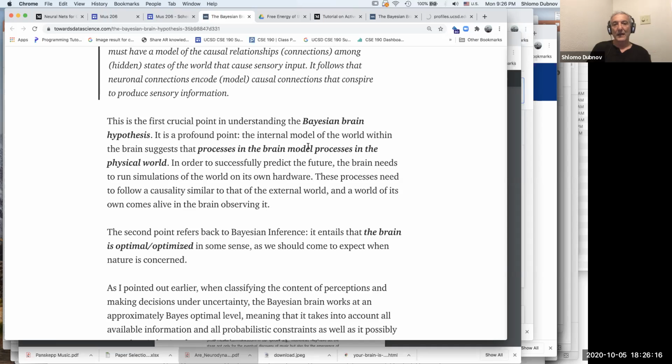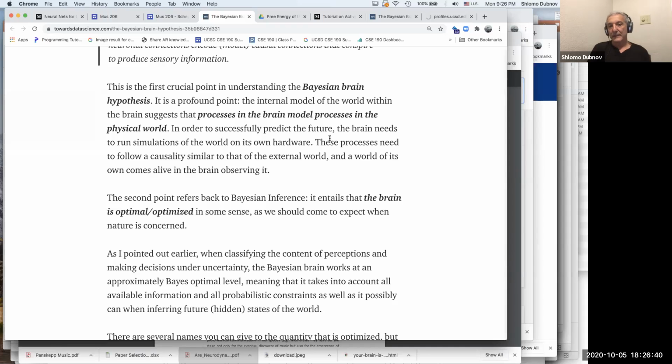This is basically how the function of the brain, in some sense, has an internal model of the world, and it exists in the brain. Basically what the brain does is model the outside world. And in order to predict the future, the brain needs to run simulations of the world. We'll talk about this idea that hallucination, imagination, is something where we simulate the world that exists outside of us.